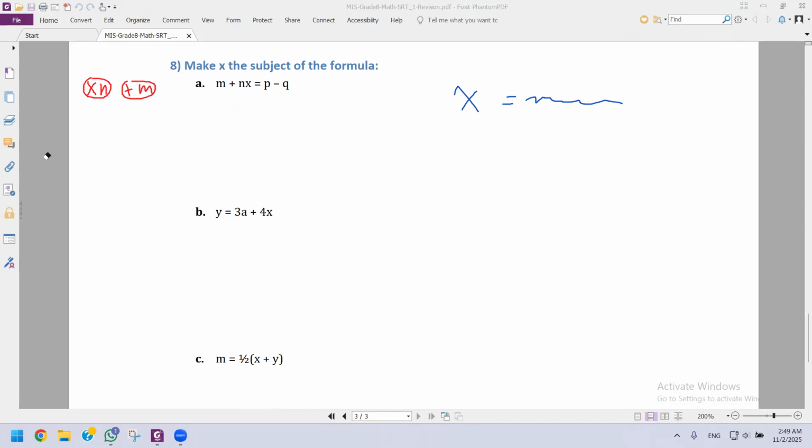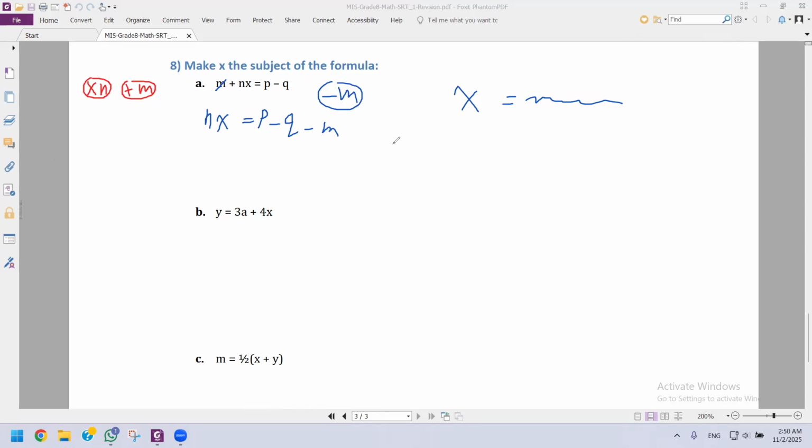I do the opposite. So let me write here in a circle. What is opposite of plus? Minus m. So now I will do minus m to the left and minus m to the right side. When I do it to the left, this m will cancel. So now I have nx is equal to p minus q, and then this now minus m. So I did minus m on the left and on the right.